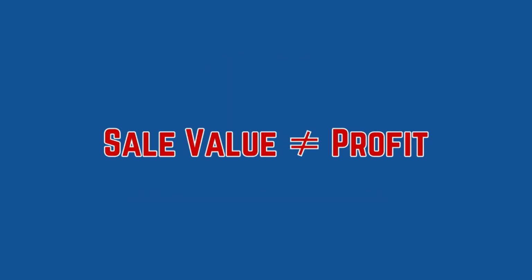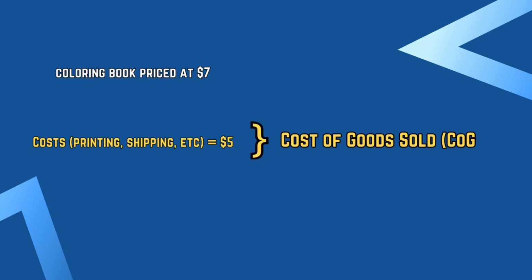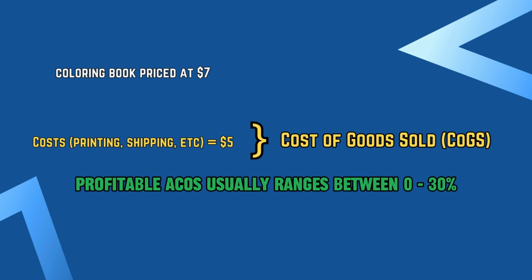Obviously, the sale value does not equal profit. Therefore, we have to take into account the costs. As an example, if a coloring book sells for $7, we probably only profit about $2 from it due to $5 being spent on printing cost, shipping, etc. This is called our cost of goods sold. Depending on the price of your book and the profit margin, a profitable ACOS will generally range from 0 to about 30%. Mine sits around the 25% mark.